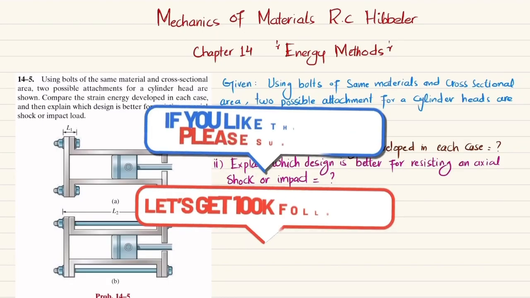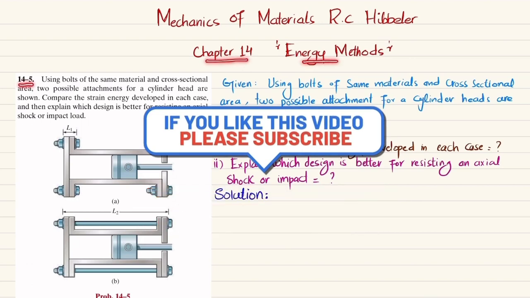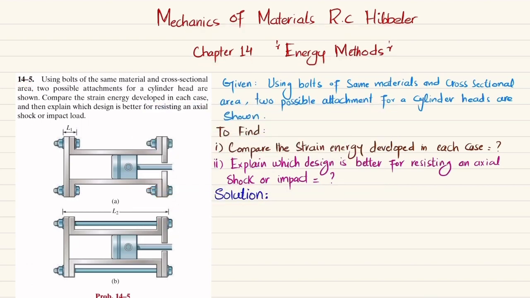Welcome back. In this video, we are going to solve problem 14-5, taken from chapter 14, Energy Methods, of the book Mechanics of Materials by R.C. Hibbeler. The statement is: using boards of the same material and cross-sectional area, two possible attachments for cylinder heads are shown. Compare the strain energy developed in each case, and then explain which design is better for resisting an axial shock or impact load. You can see this is design A and this is design B.